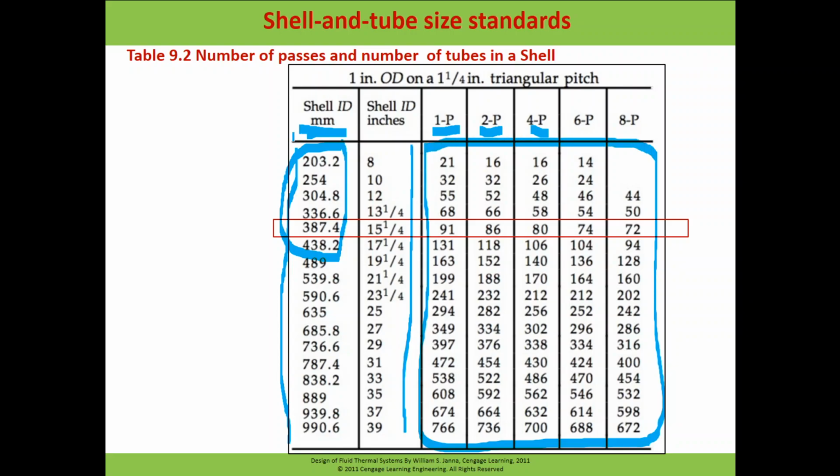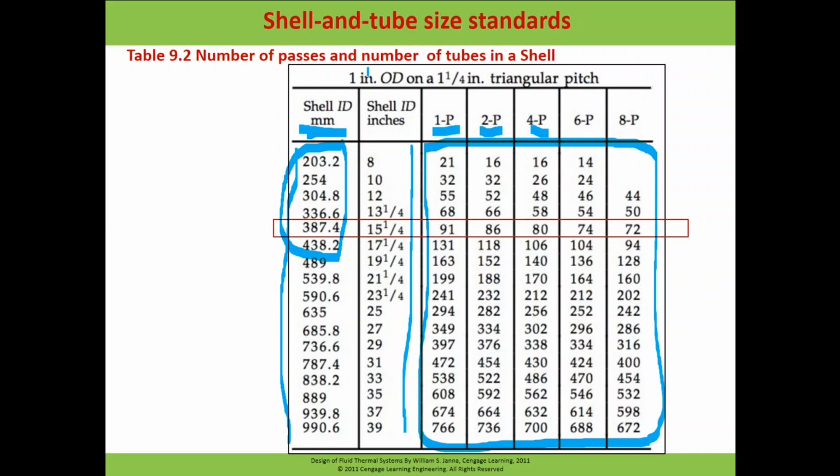So if we choose a certain inner diameter of the shell, let's say 387.4 millimeter, which corresponds to 15 and a quarter inches, then if the tube passes are 1, there will be 91 tubes in the shell. If the tube passes are arranged in such a way that it will make 2 passes, then the number of tubes will be 86. Similarly, if you arrange the tubes so that the number of passes is 4, then the maximum tubes can be 80. So this table indicates the inner diameter of the shell and how many tubes you can accommodate.